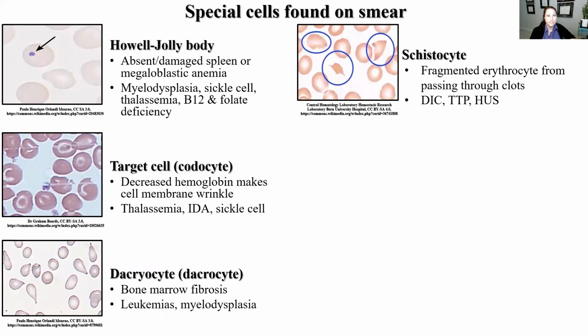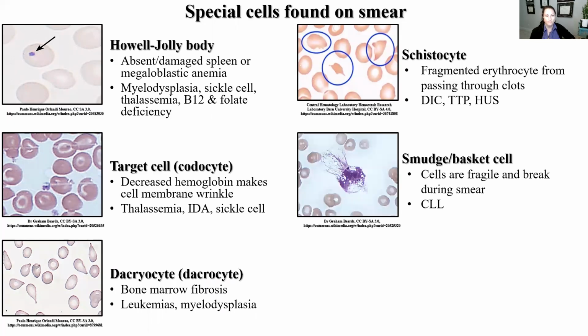Next, we have our schistocytes. These are little fragments of red blood cells that occur as they're traveling through clots. So a lot of our clotting disorders, we see these. DIC, TTP, and HUS, which we'll get into in this lecture.